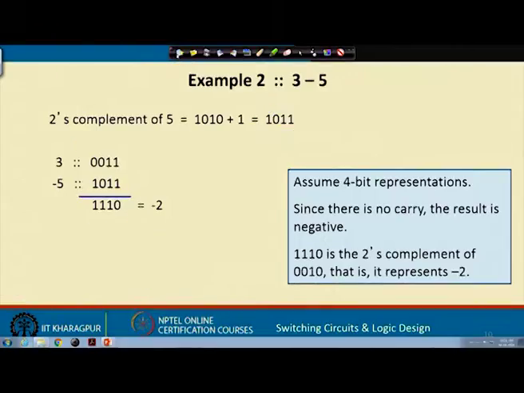So, later on, when we will be designing circuits, we shall be ignoring subtractor circuits altogether. We shall only be concentrating on designing adder circuits, because we know if we have an adder, we can also do subtraction.